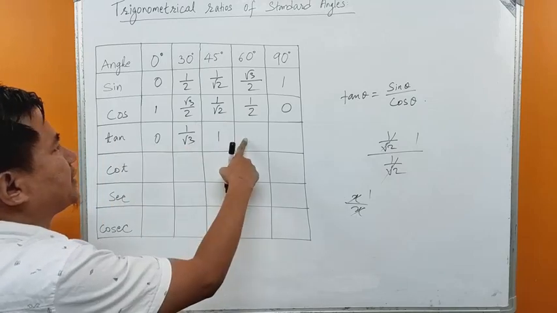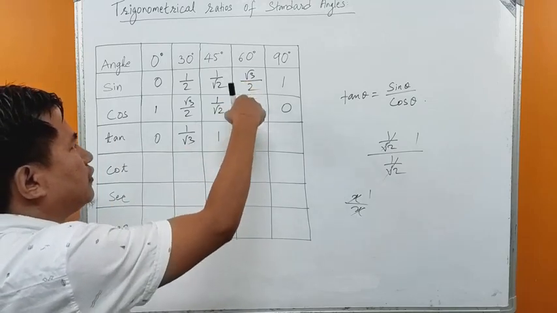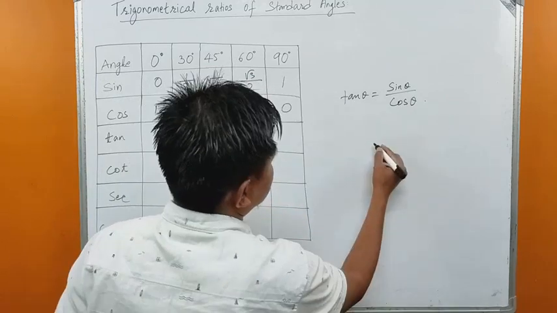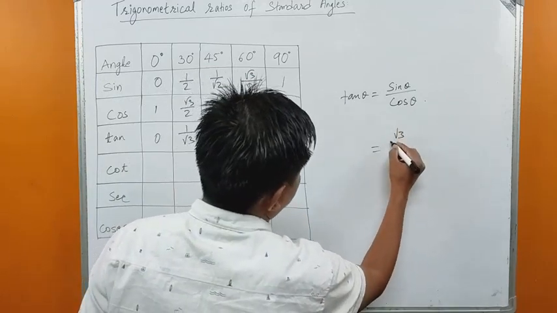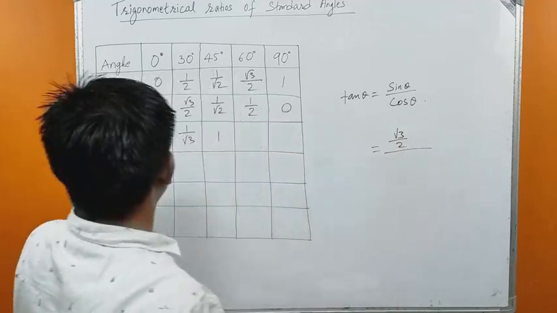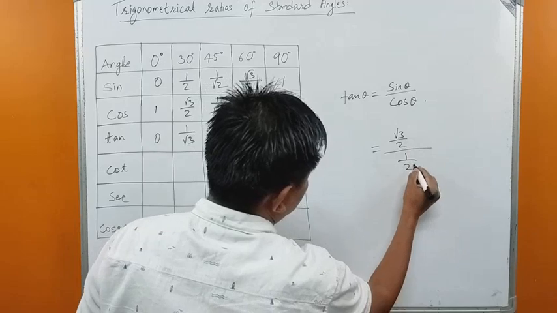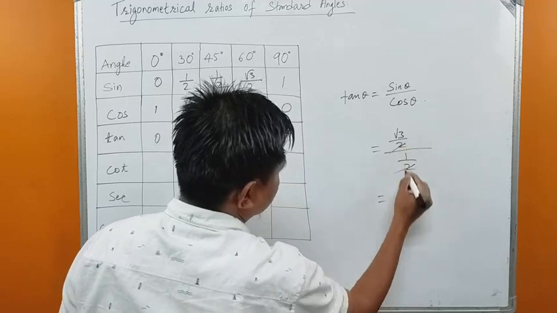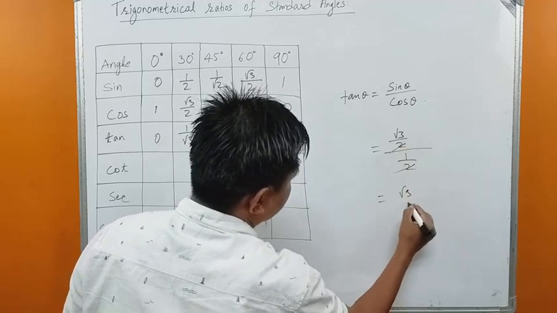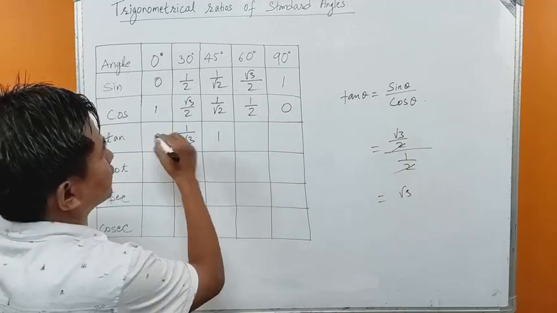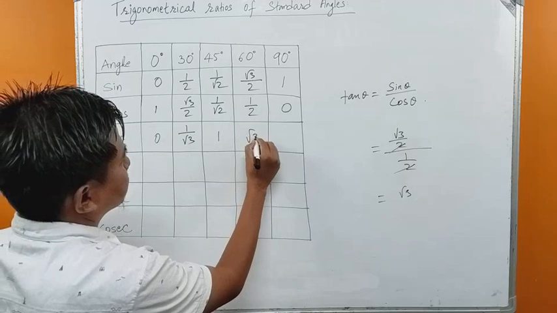Now tan 60 degree, we have root 3 by 2 upon 1 by 2, isn't it? The value of sine 60 is root 3 by 2 and the value of cos 60 is 1 by 2. So this 2 and 2 cancel out. So we have root 3 in the numerator upon 1 in the denominator. Every number has 1 in the denominator, we need not write that. So the value of tan 60 is root 3, isn't it?